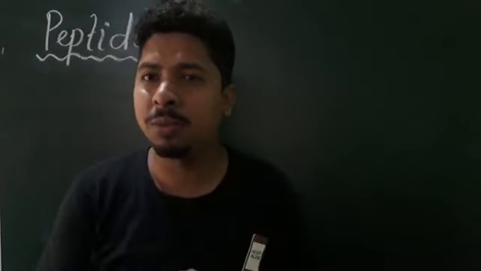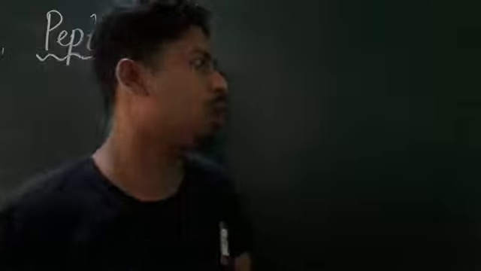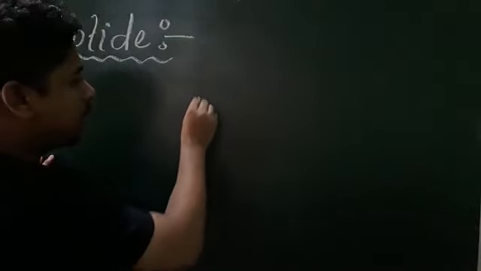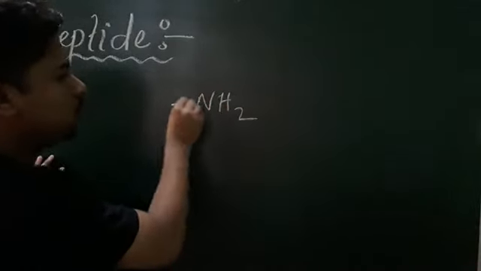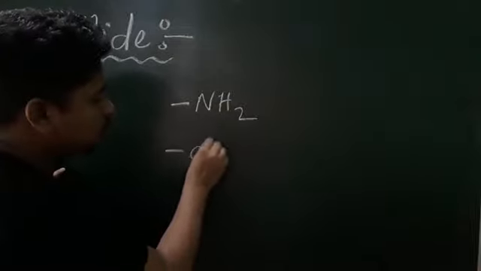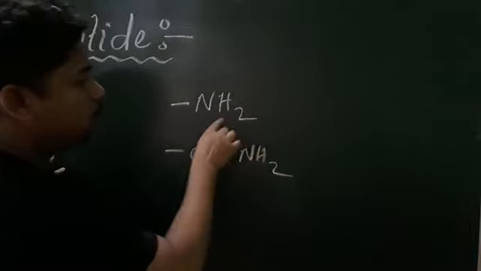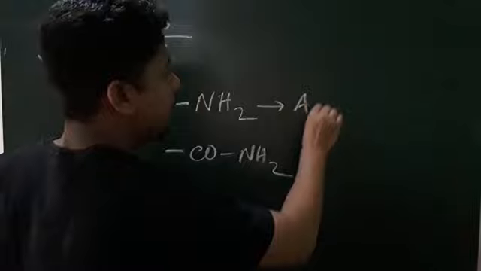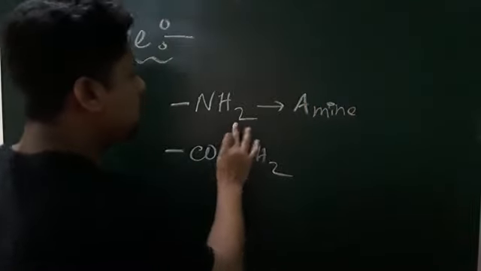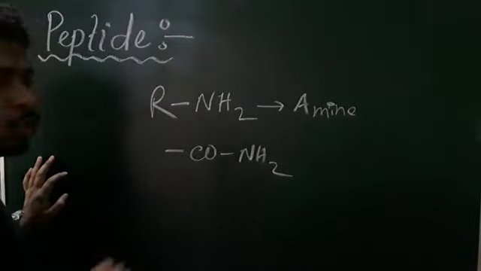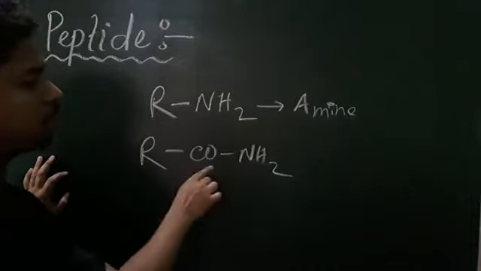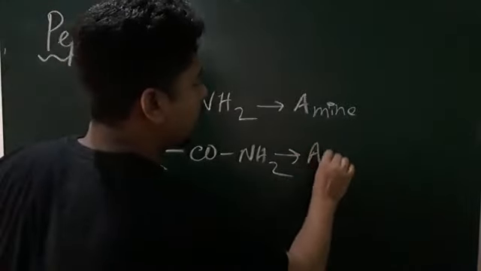Now what are amides? We know two functional groups are there. One is amine: NH2, and the other is CONH2. This NH2 is called amine, or we can write RNH2. This is called amine, and RCONH2 is called amide.